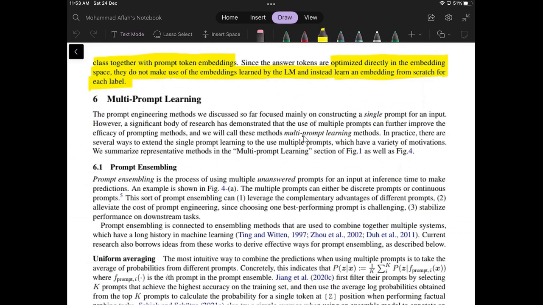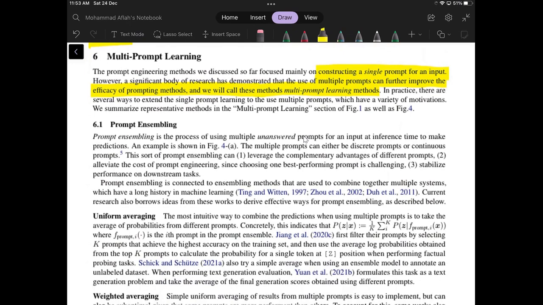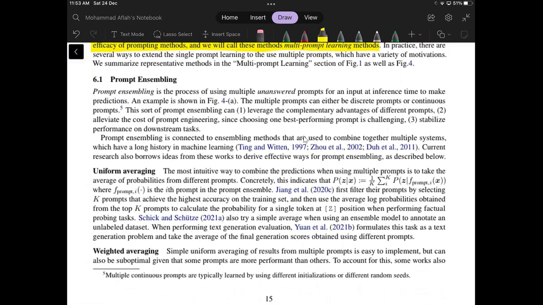The prompt engineering methods we discussed so far focus mainly on constructing a single prompt for an input. However, a significant body of research has demonstrated that the use of multiple prompts can further improve the efficacy of prompting methods. We will call these multi-prompt learning methods. In practice, there are several ways to extend single-prompt learning to multi-prompt, and they summarize all of them. First of all, you have prompt ensembling.